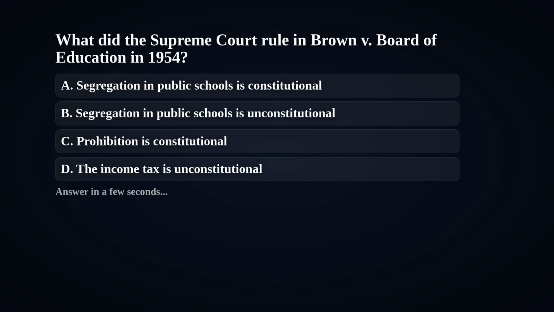Question 23. What did the Supreme Court rule in Brown v. Board of Education in 1954? A. Segregation in public schools is constitutional. B. Segregation in public schools is unconstitutional. C. Prohibition is constitutional. D. The income tax is unconstitutional.